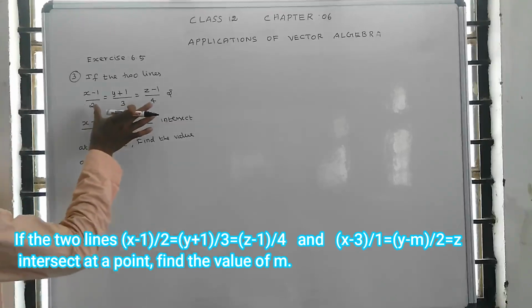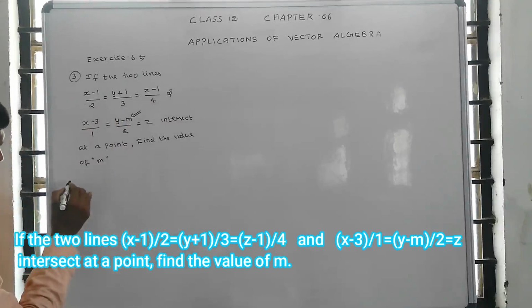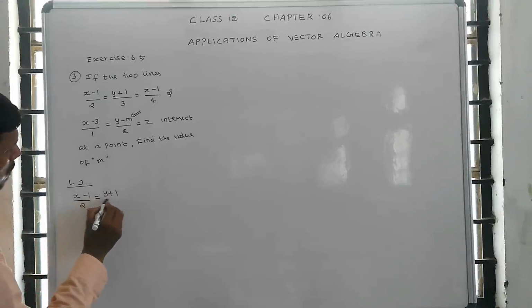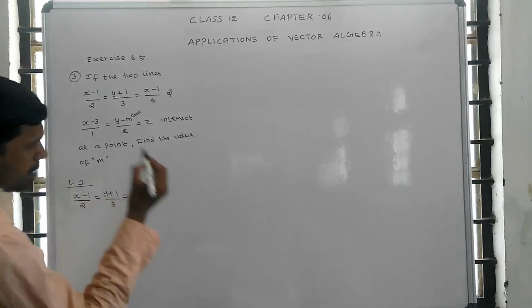First, take a moving point on the first line and a moving point on the second line. The first line: (x minus 1)/2 equal to (y plus 1)/3 equal to (z minus 1)/4 equal to t.